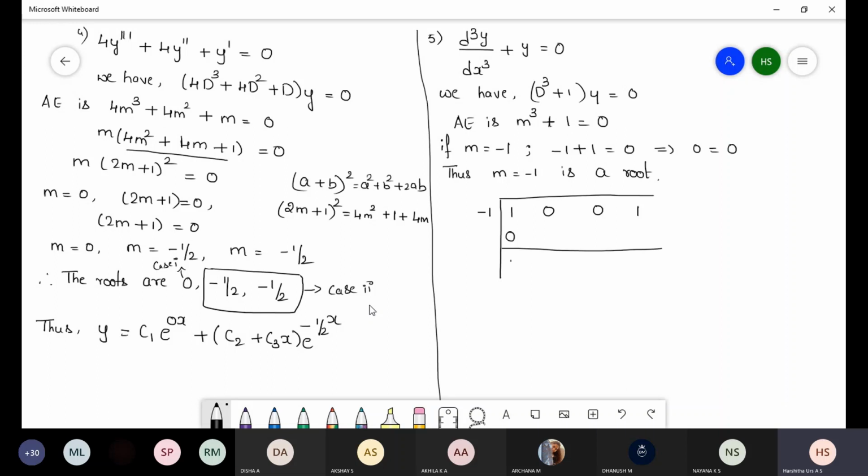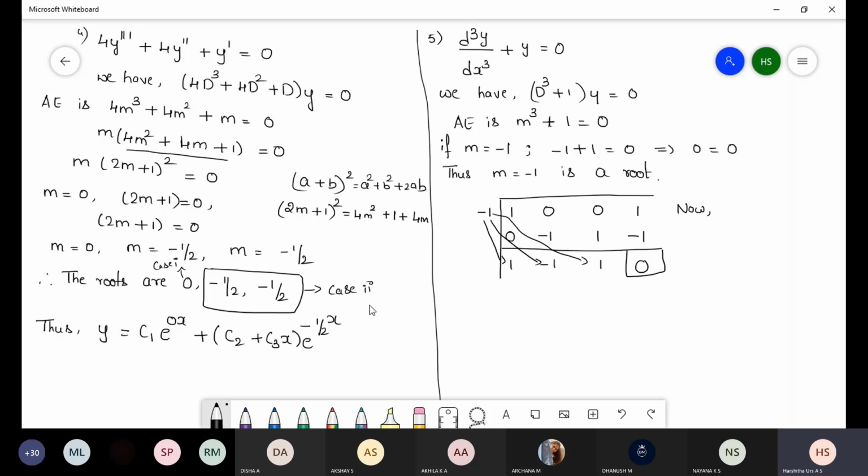1 plus 0, 1. Next multiply, minus 1 into 1, minus 1. Again here we get 0 minus 1 is minus 1. Next multiply, minus 1 into minus 1, plus 1. 0 plus 1 is 1. At the last, minus 1 into 1, so we get here minus 1. Minus 1 plus 1, it is 0. So here, now, what is the term we have got? Here we started with the m cube.